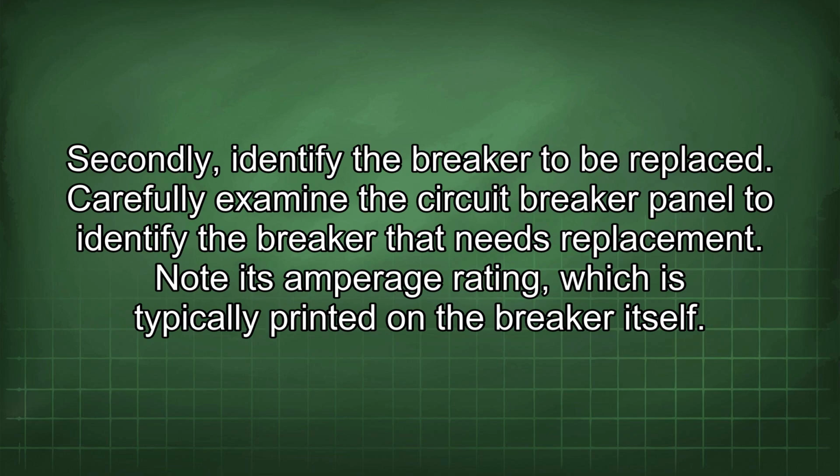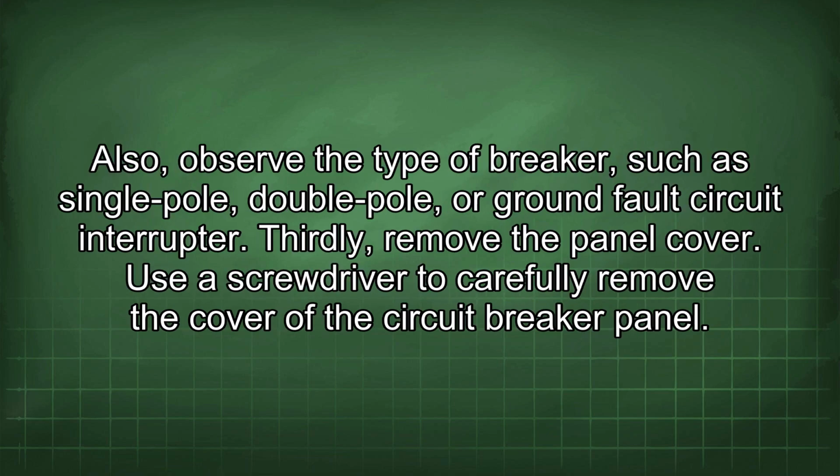Secondly, identify the breaker to be replaced. Carefully examine the circuit breaker panel to identify the breaker that needs replacement. Note its amperage rating, which is typically printed on the breaker itself. Also, observe the type of breaker, such as single pole, double pole, or ground fault circuit interrupter.